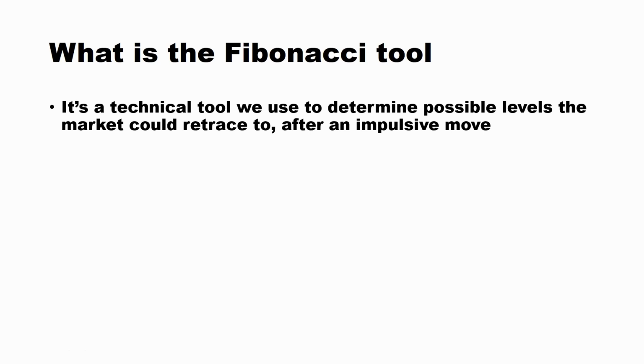It's a tool given by all the charting platforms that you do your analysis on or you trade with. It's provided there, not as an indicator. That's why it's not found under the indicator list, but it's found under the tools list, right? So this is a technical tool that we use to determine possible levels that price could retrace to after an impulsive move. Please only use the Fibonacci retracement tool after an impulsive move.